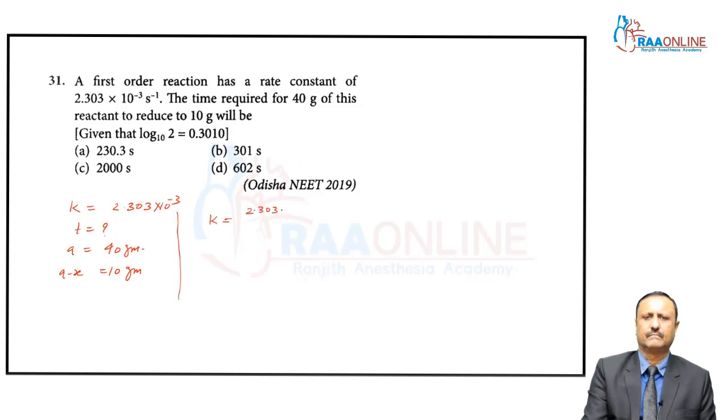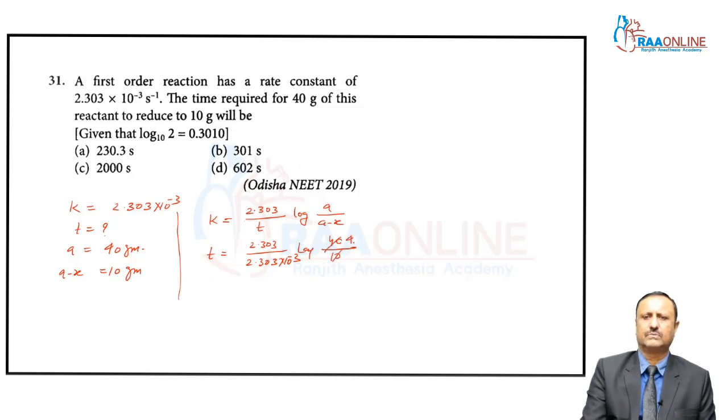So here, my dear students, k is equal to 2.303 upon t, log A upon A minus x. You can put the value of k and find t. So t is equal to 2.303 into 10 to the power minus 3, log of A for 40 gram, A minus x is equal to 10 gram.